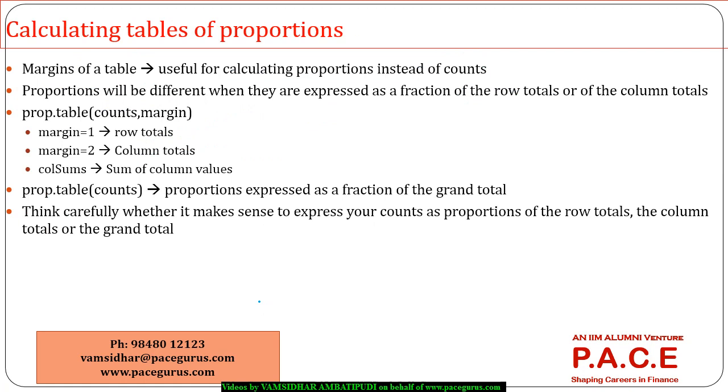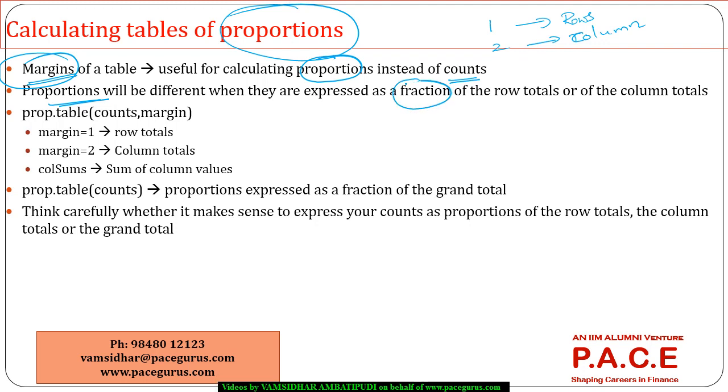Then the next important operation with respect to tables is calculating the table of proportion. Here we will be using a word called margins of the table. Margin equal to 1 typically means the rows of a table. Margin equal to 2 means we are referring to columns. So margins are typically used for calculating proportions. I'll be talking about the overall row wise or column wise. Proportions will be different when they are expressed as a fraction of row totals. In some cases I may want to do it as a proportion of row totals. In some cases I want to do it as a proportion of column totals.